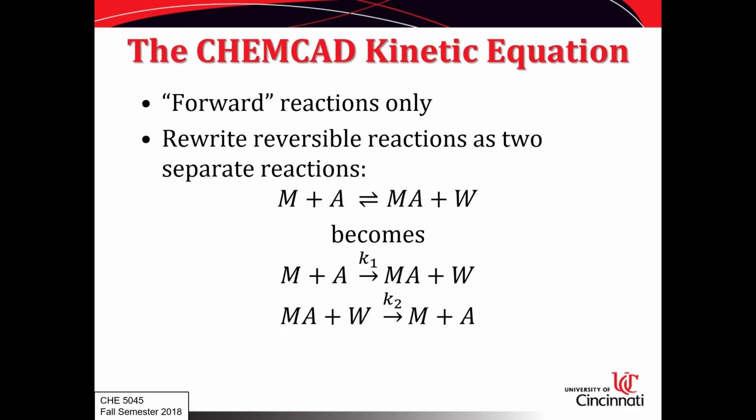Now, when you looked at the CHEMCAD kinetic equation previously, you might have noticed that it basically only has a forward reaction. So if you have a reversible reaction, you need to rewrite it as two separate reactions. For the methyl acetate synthesis, we have the forward reaction, methanol plus acetic acid to make methyl acetate and water. And then we have the reverse reaction, methyl acetate plus water to make methanol plus acetic acid. So I actually need the two rate constants separately.